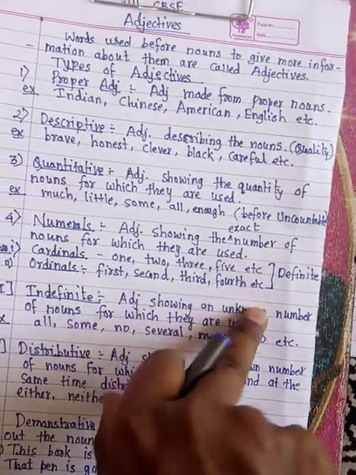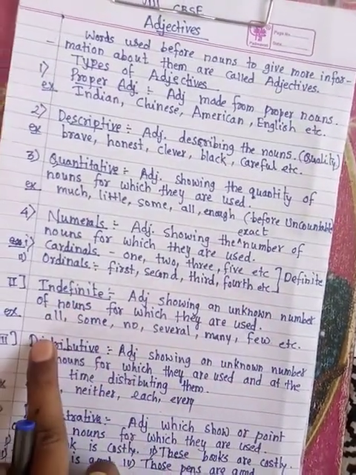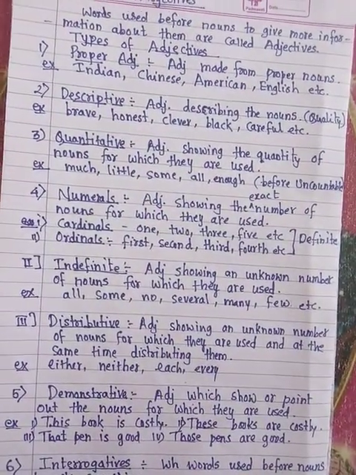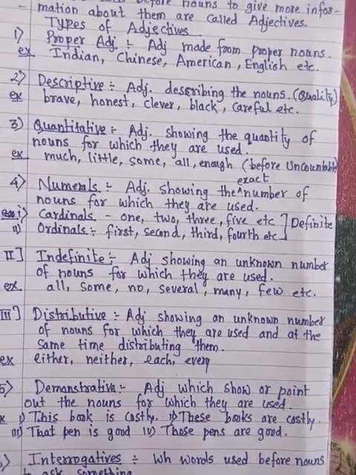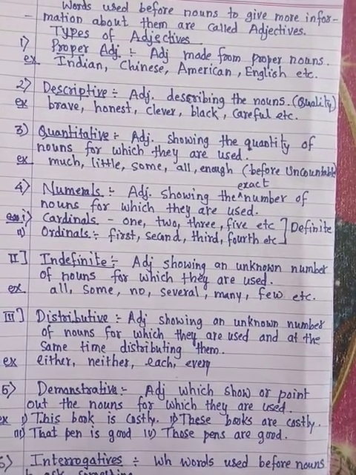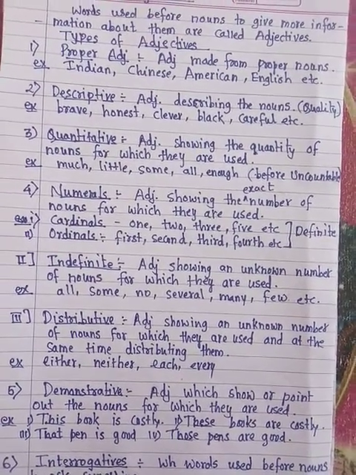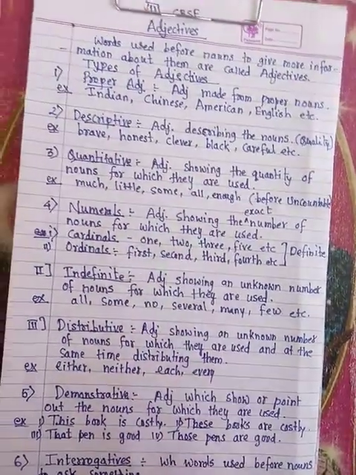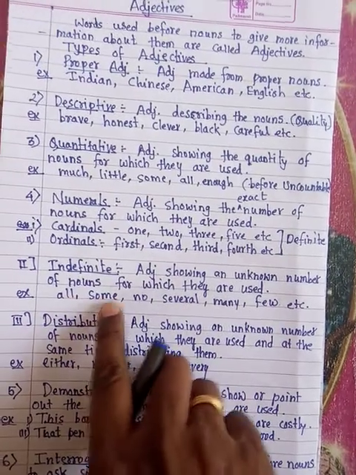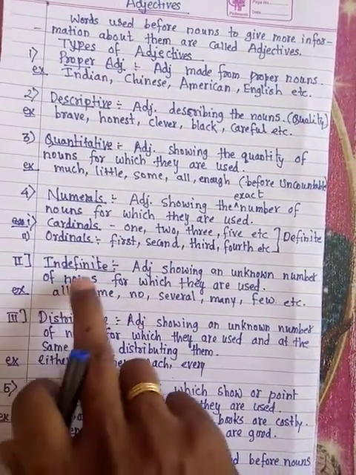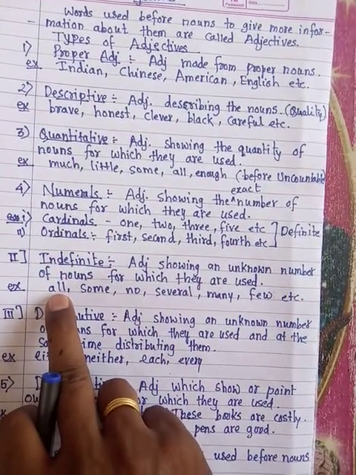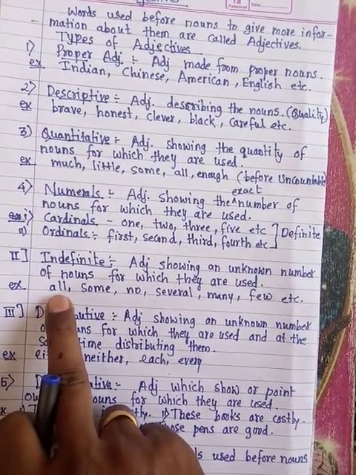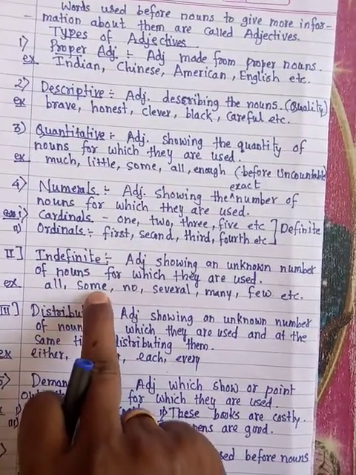Second, third, fourth. Next is indefinite numeral. Means there are some adjectives which show the number of nouns, but they do not show the exact number. Number is unfixed. It can be 5, it can be 2, it can be 4, but definitely not known. Such adjectives are called indefinite adjectives. For example, all students were present. All means how many, the exact number cannot be told. There were some students.